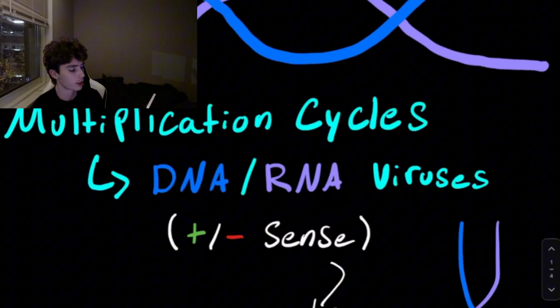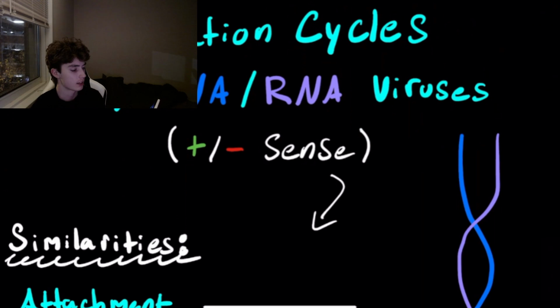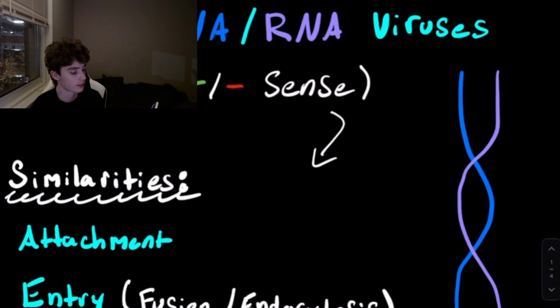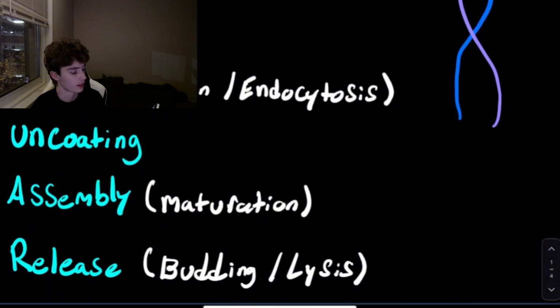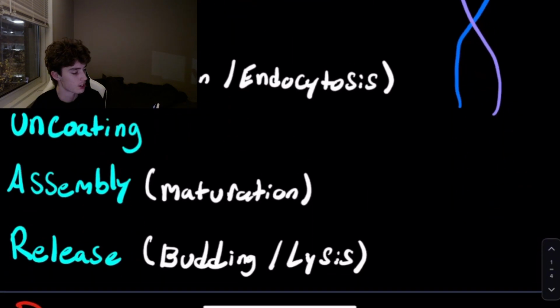Okay, so today I'm going to be talking about the multiplication cycles between DNA and RNA viruses, specifically for animal DNA and RNA viruses. I will also be talking about the plus and negative sense and what that all means. So first off, the similarities between RNA and DNA viruses in terms of their multiplication cycles.